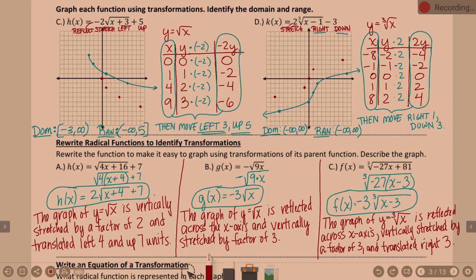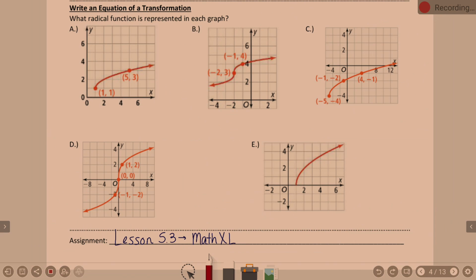Okay, guys. Last section. We're going opposite of what we were doing earlier. Okay? Earlier, we had an equation, graph it. Now, we have a graph, write an equation. We had an equation, we were graphing it. Now we got a graph. So we're going to equation it. Okay? So, what radical function is represented in each graph? So basically, we're going to write that equation for each problem. Okay?